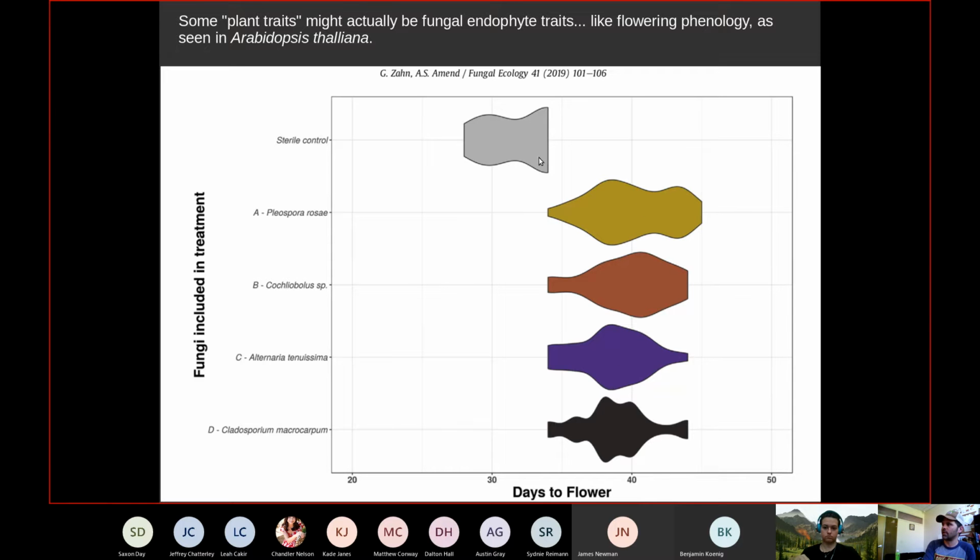And this is days to flower. Look at the stark contrast. So what's going on? What's the pattern and maybe what could explain it? No thoughts? What are endophytes doing to these flowers?